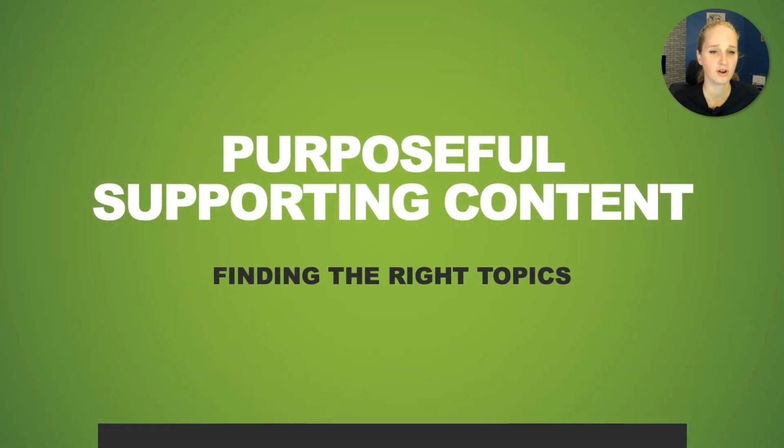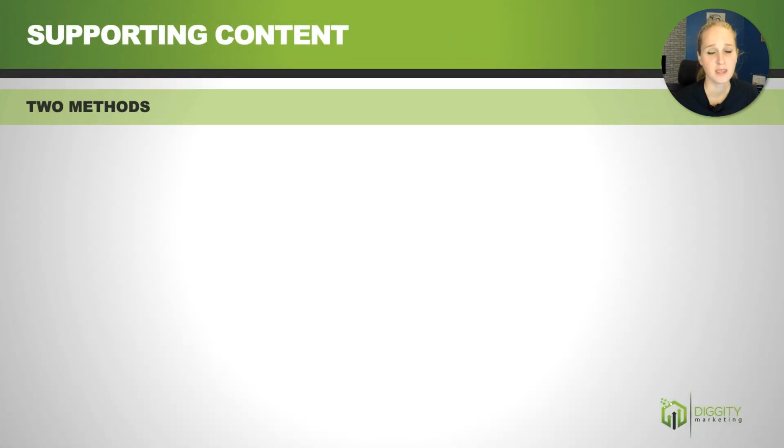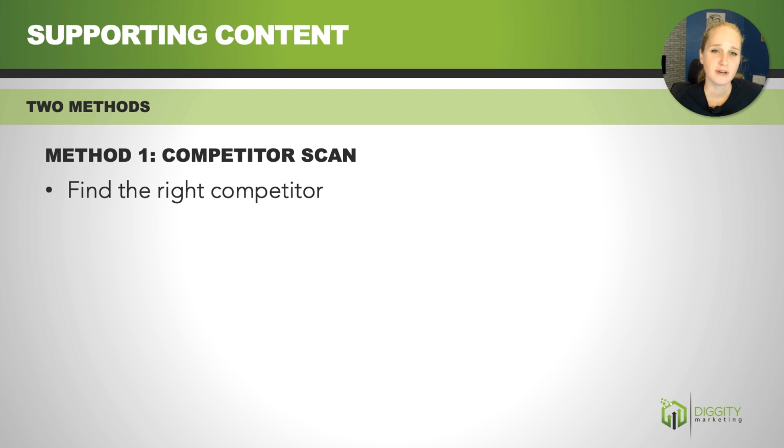So now that we know where everybody's at, let's talk a little bit about finding those purposeful, right topics that I was talking about. Personally, I use two methods. The first of which is a basic competitor scan. What's important about this is to make sure that you find the right competitor. You don't want to go after a huge authority site that talks about way more than you intend to talk about, because then you're just going to have to sift through a lot more.